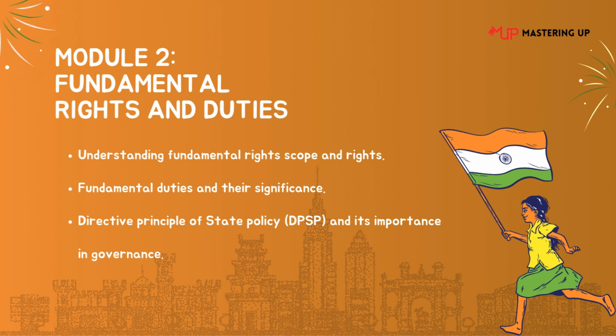the overview of fundamental rights. Fundamental rights are guaranteed by Part 3 of the Constitution. It protects individual freedom and ensures equality. Second is key fundamental rights mentioned in the Indian Constitution, like right to equality, right to freedom, right against exploitation, right to freedom of religion, cultural and educational rights, and right to constitutional remedies.